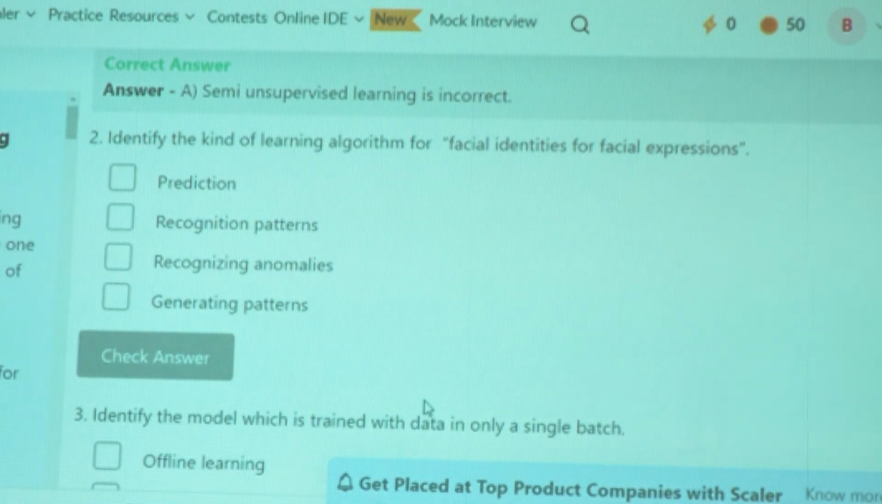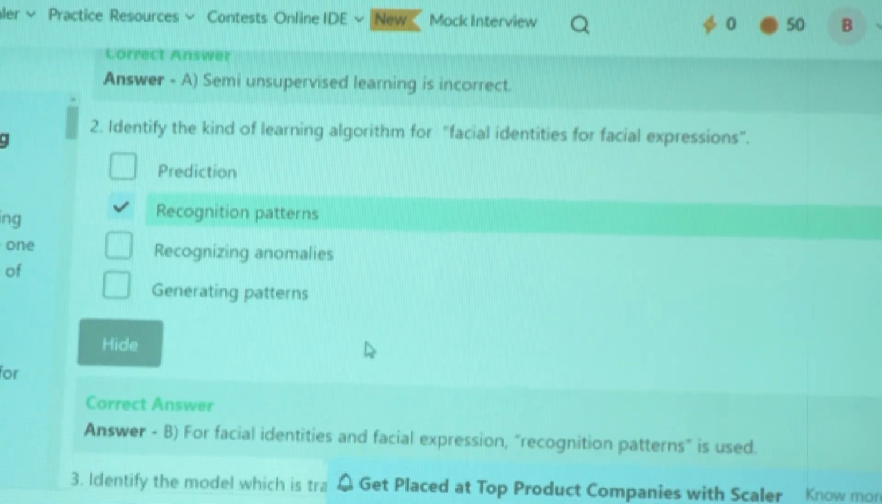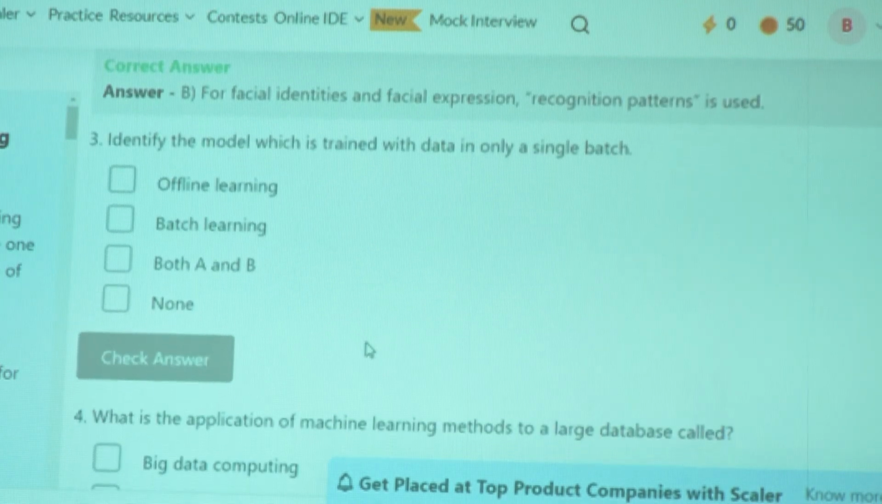Pattern recognition, right? How many of you agree with that? Next one, the third question. How many of you agree with both A and B? How many are with batch learning?